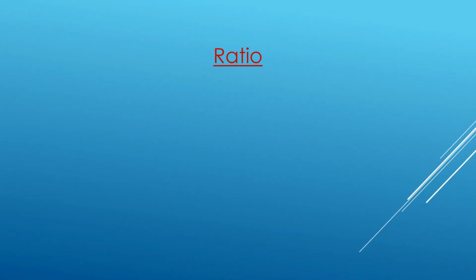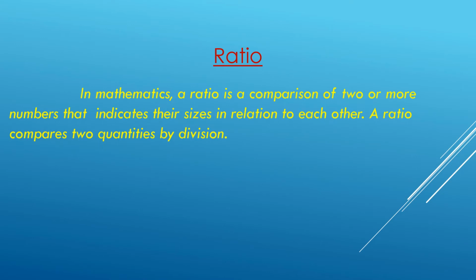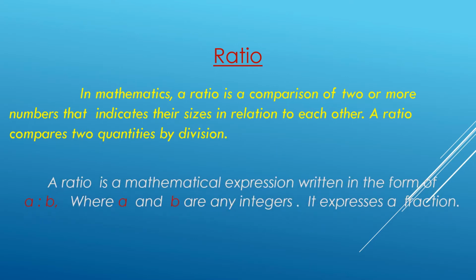Children, let's learn ratio. In mathematics, a ratio is a comparison of two or more numbers that indicates their sizes in relation to each other. A ratio compares two quantities by division. A ratio is a mathematical expression written in the form of A is to B, where A and B are any integers. It expresses a fraction. Example, 2 is to 3 is equal to 2 upon 3.